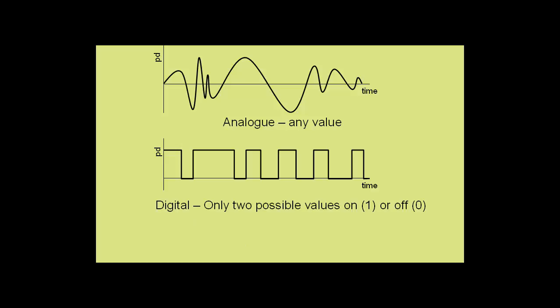The everyday world around us is analog. Things can take any value. Computers talk digital. So to convert the real world into a language computers can understand, we need to be able to convert from analog to digital. We then need to come back to analog so we can understand the signal at the other end.